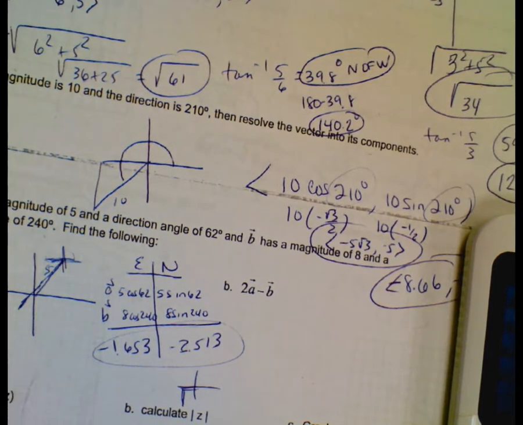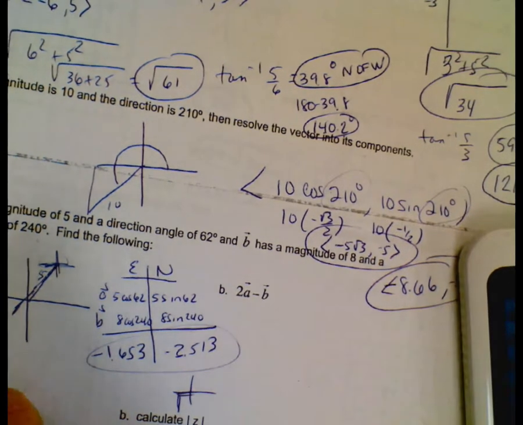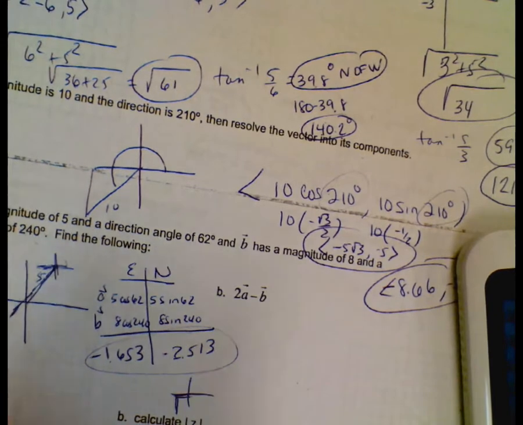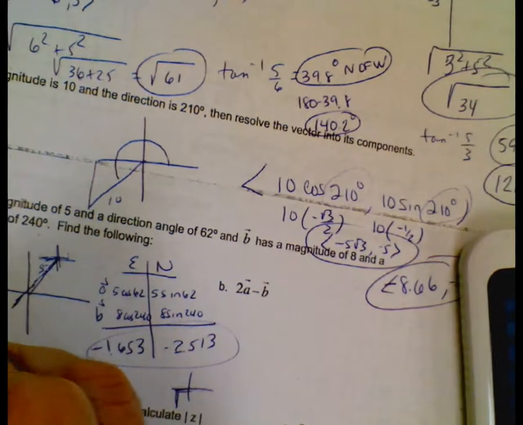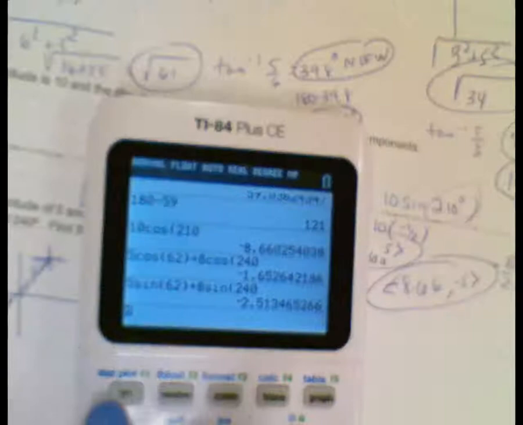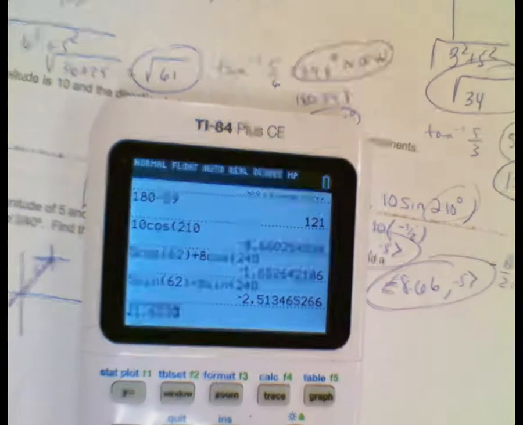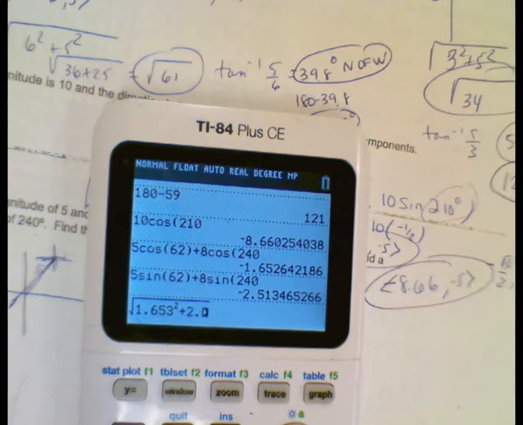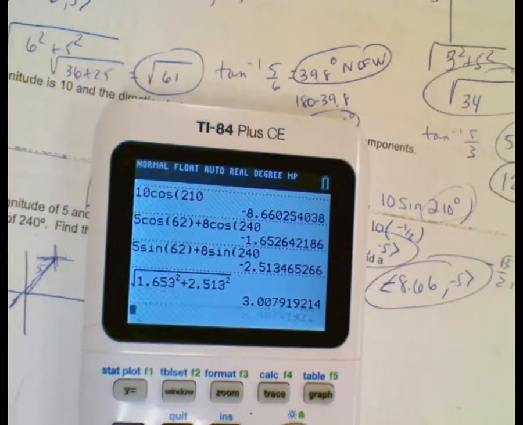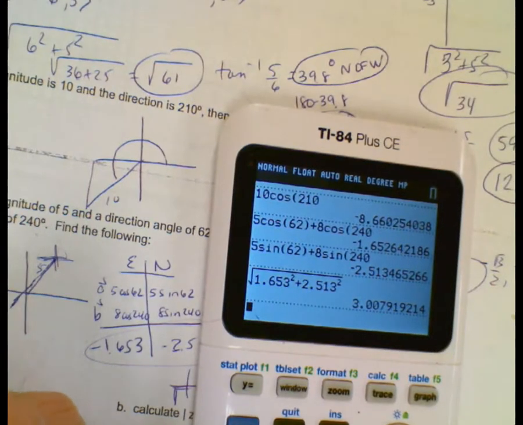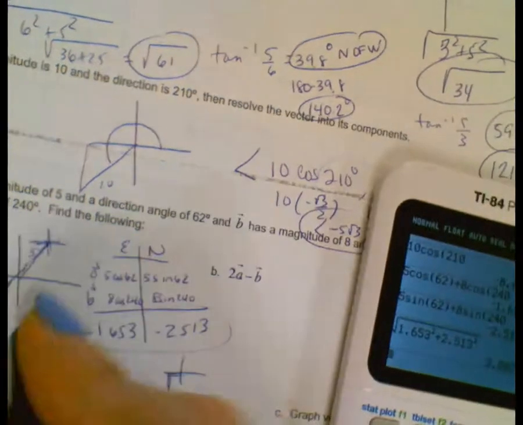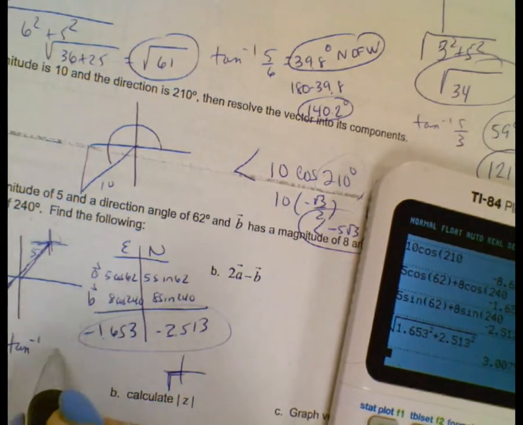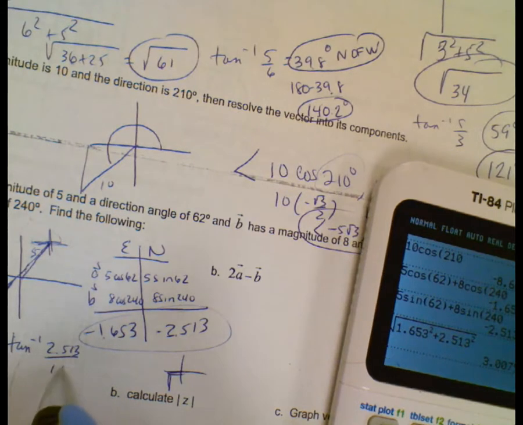We're finishing the review in that homework, 43-48 on page 462. So let's see, the magnitude then would be the horizontal component, which I know it's negative, but when you square it, it's going to be positive anyway, so I don't even use a negative, and 2.513 squared. For a 3.001. The direction angle would be 2.513 and 1.653.